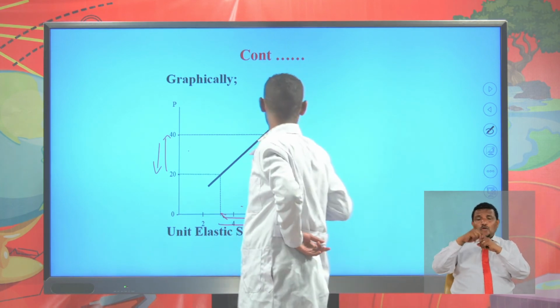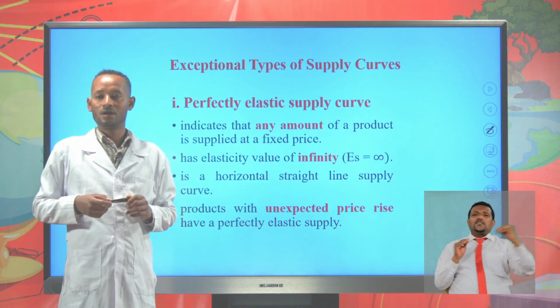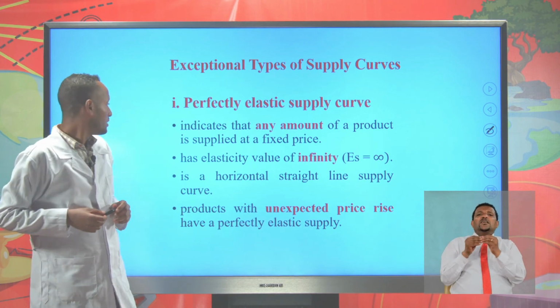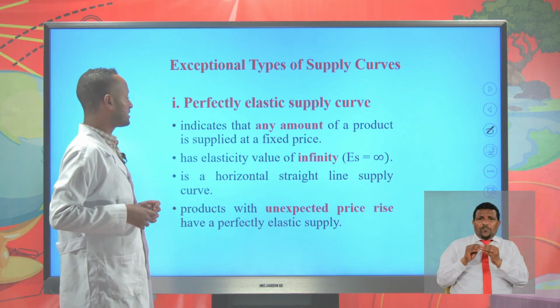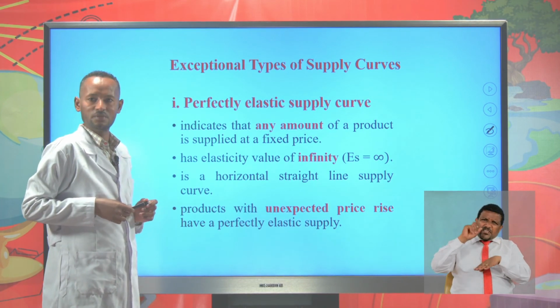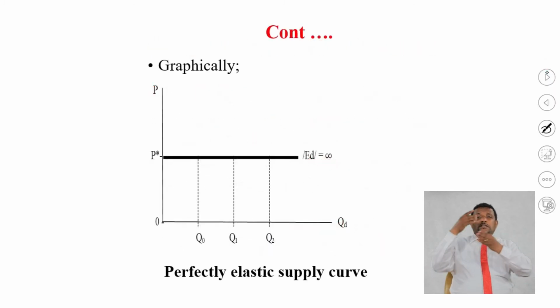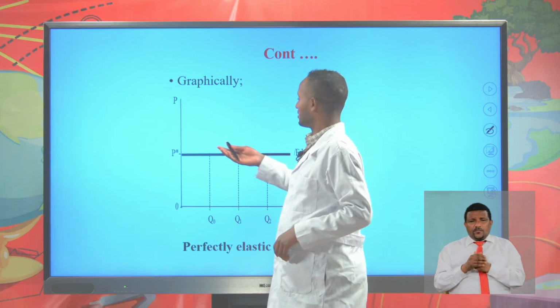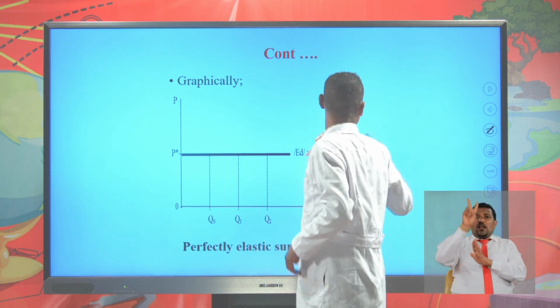Now let's see the exceptional types of supply curves, called the perfectly elastic supply curve and the perfectly inelastic supply curve. The perfectly elastic supply curve indicates that any amount of a product is supplied at a fixed price. That means the supplier is extremely sensitive to changes in price, and the price elasticity of supply value is infinity, and the supply curve is a horizontal straight line.